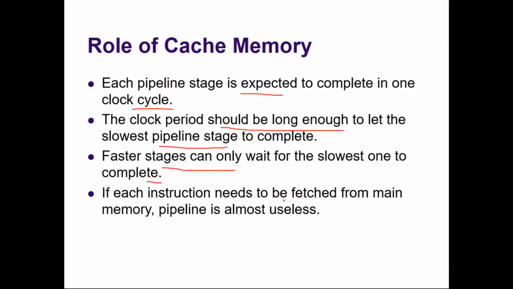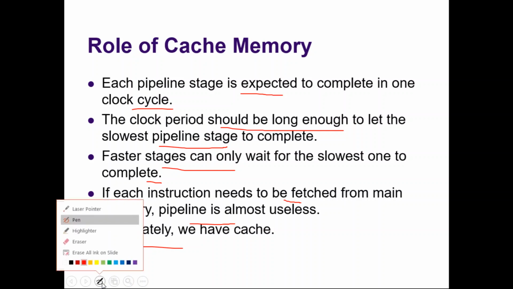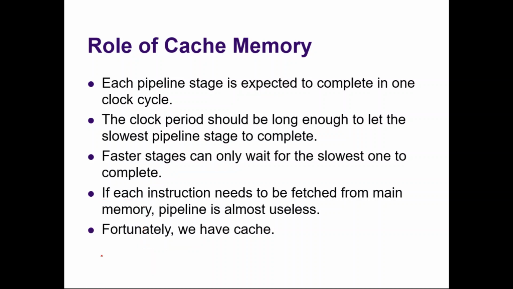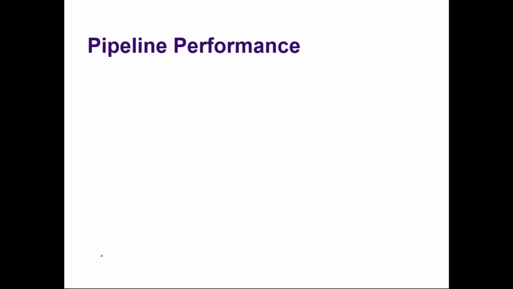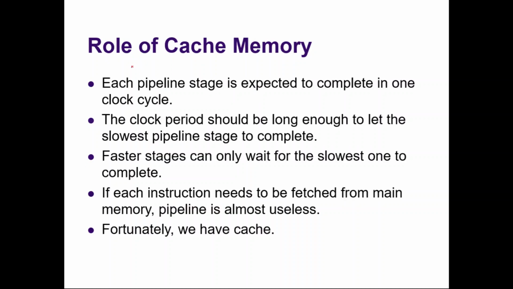So that's what we are discussing here. If each instruction needs to be fetched from the main memory, then the pipeline is almost useless. But fortunately we have cache, so every time you need not go back to the main memory. Most of the time it will be available in the cache memory. That is the role of cache. So without cache, pipelining is not possible, because every time you have to fetch from main memory, which itself takes 3 or 4 clock cycles. If the fetch itself is delayed, then obviously other operations like decode, execute and write will be delayed.